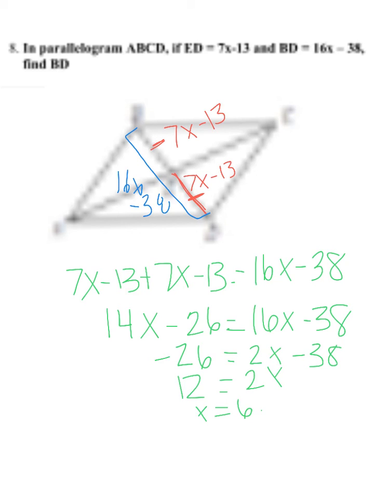But as always, we need to read those directions. The problem wants us to find BD. So we're going to finish by plugging it in. We have 16 times 6 minus 38. And when we do all that math, we should get that BD is equal to 58.